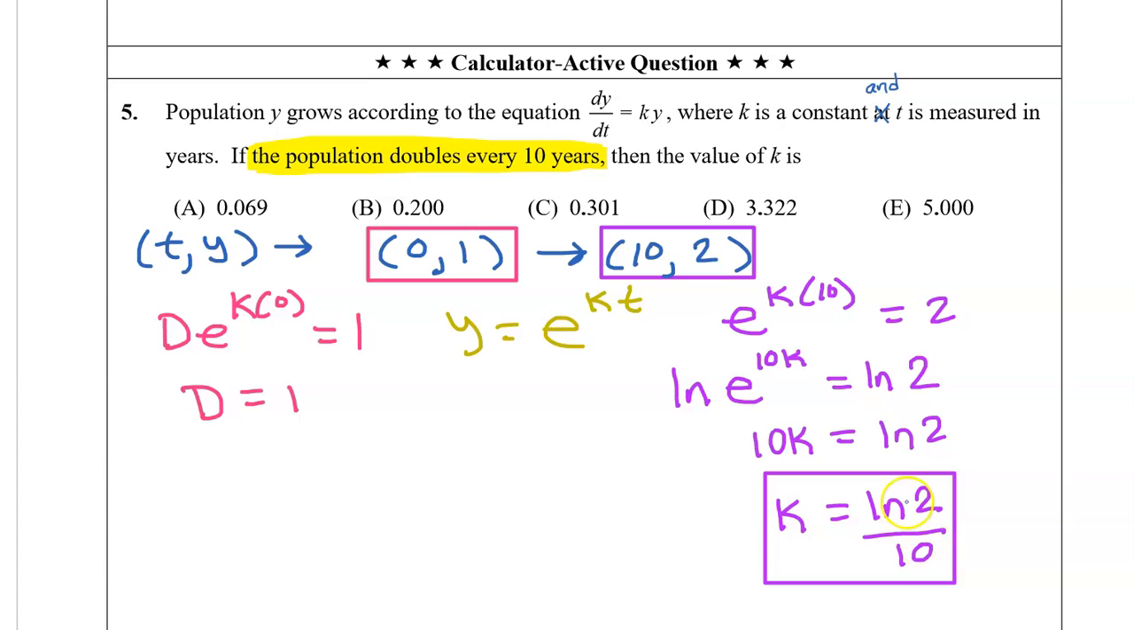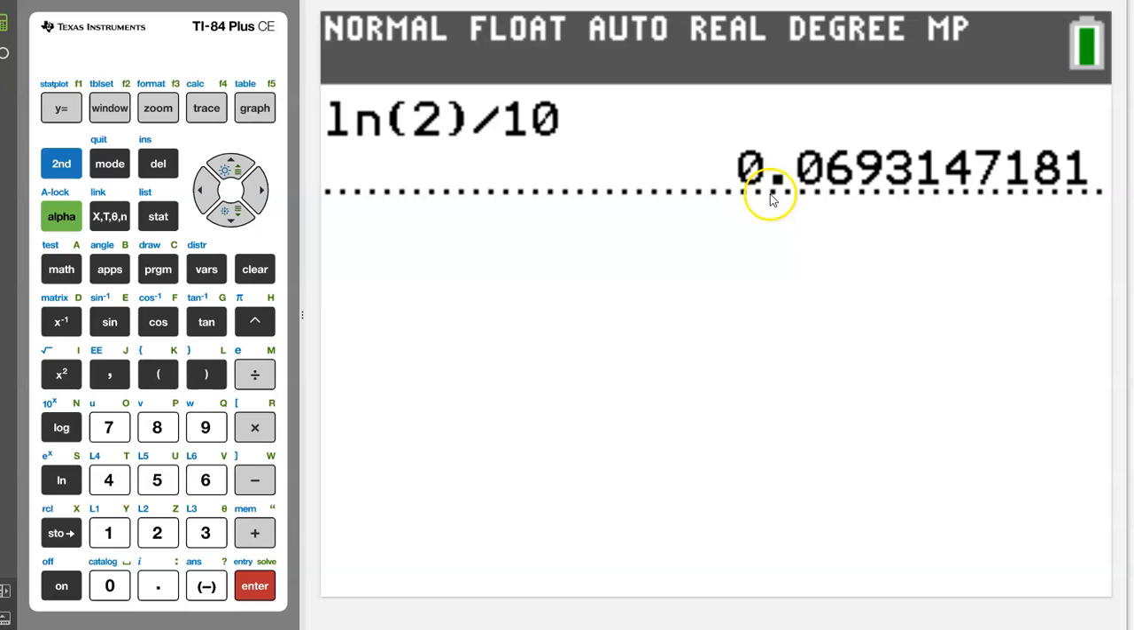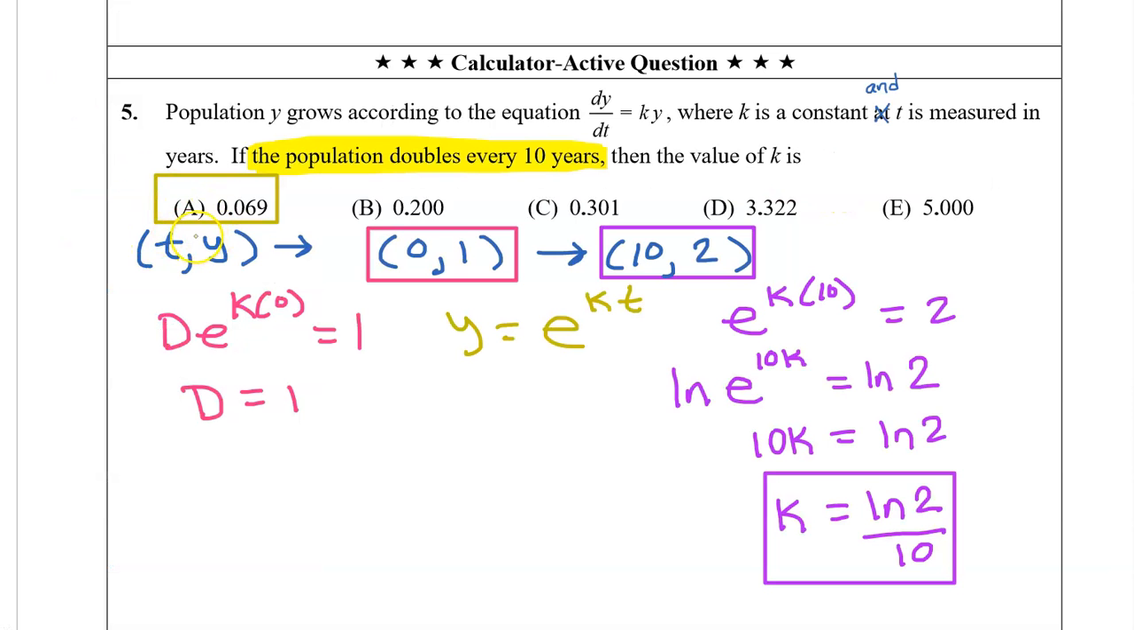Let's use the calculator to match this to a decimal answer. I'm getting 0.069. So the answer is A.